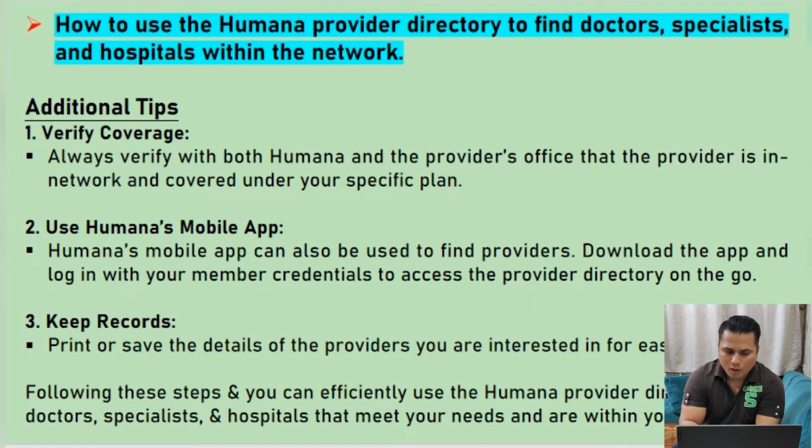Additional tips. Number one, verify coverage. Always verify with both Humana and the provider's office that the provider is in network and covered under your specific plan. Number two, use Humana's mobile application. Humana's mobile app can also be used to find providers. Download the app and log in with your member credentials to access the provider directory on the go. Number three, keep records. Print and save the details of the provider you are interested in for easy reference.